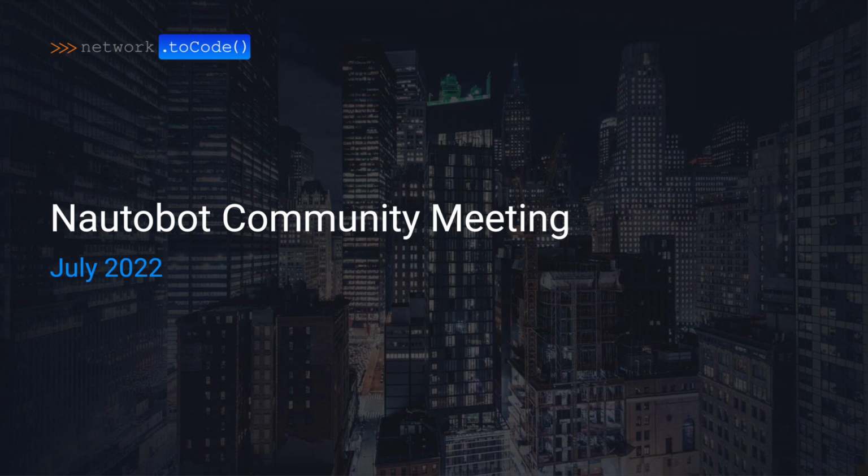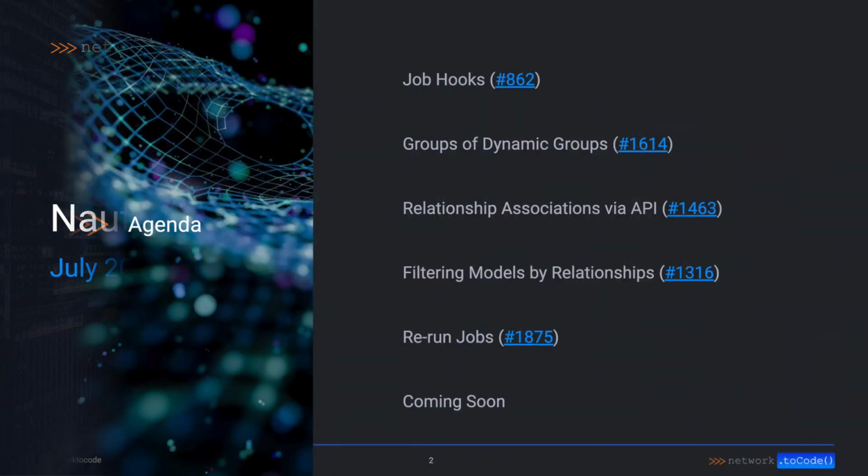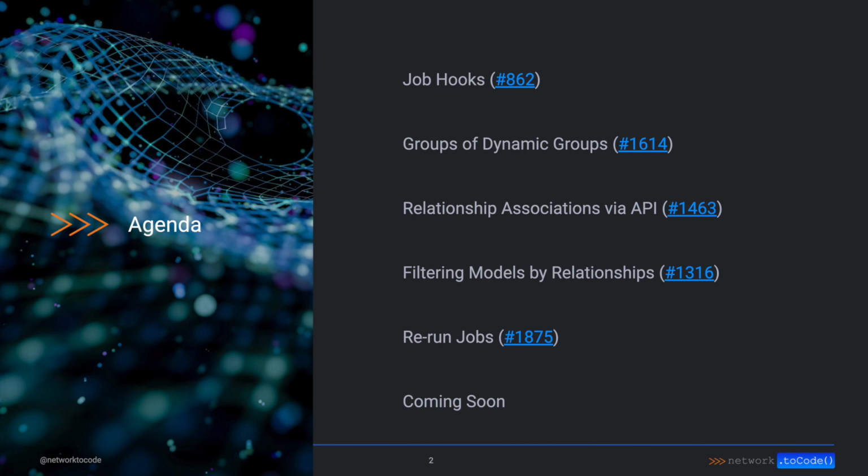We're approaching launch day for Nautobot 1.4, and we have a few more features we'd like to share with you. We will be releasing a beta this week with all these features and more. The features we'll be showcasing today are job hooks, think jobs triggered just like webhooks. Dynamic groups can now combine and group other dynamic groups. Accessing and updating relationship association information via the API directly on the models themselves.